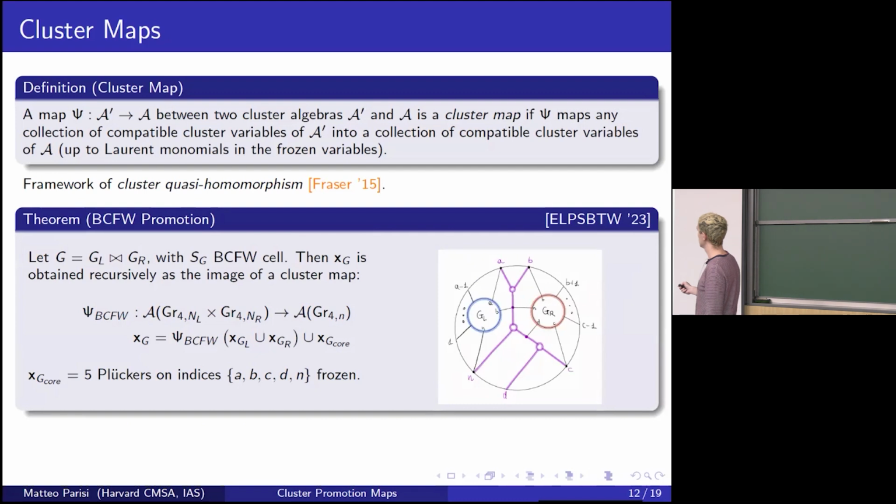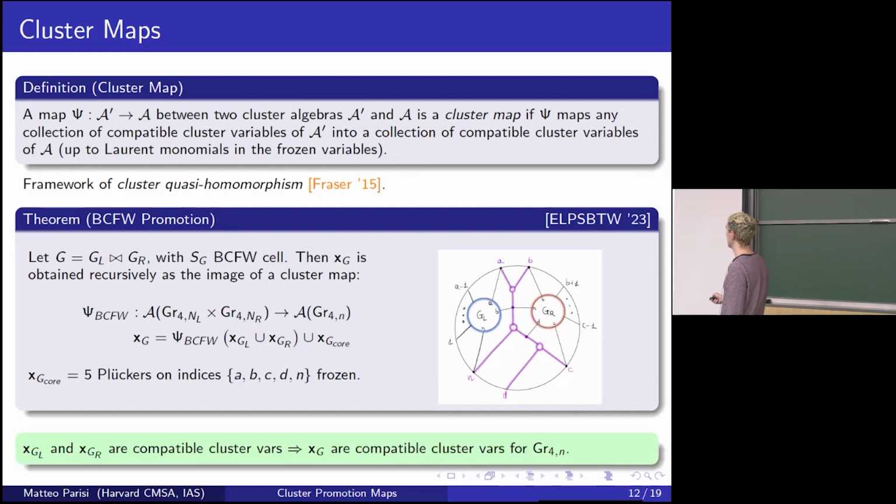We show basically that the collection of compatible cluster variables that we need for the BCFW tile is the image of a cluster map of the collection that we need for the smaller BCFW tiles. So if you have a collection X_G left and X_G right of compatible cluster variables, then there is a cluster map that maps it into our collection of cluster variables for the bigger cell. So basically, this guarantees by induction that if these two are compatible cluster variables, this is also a set of compatible cluster variables.